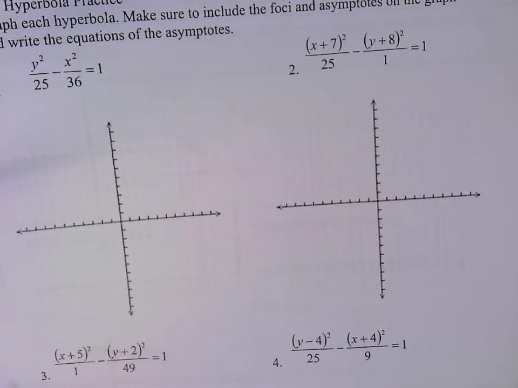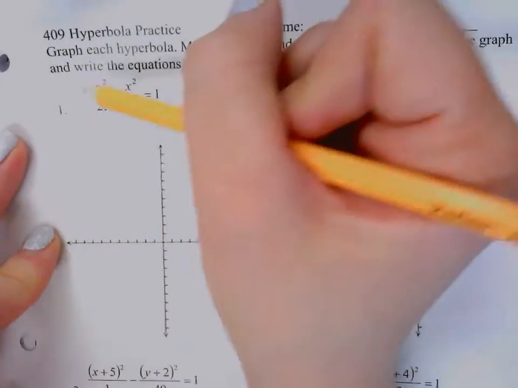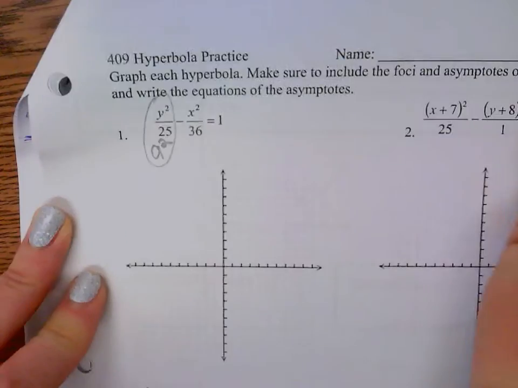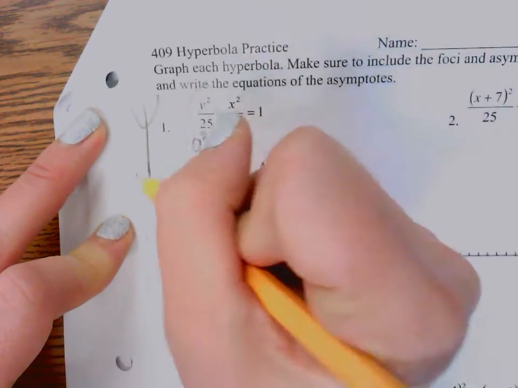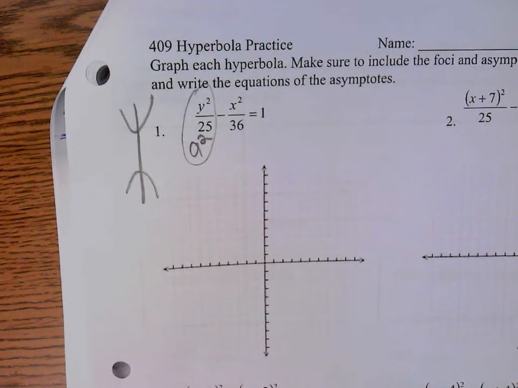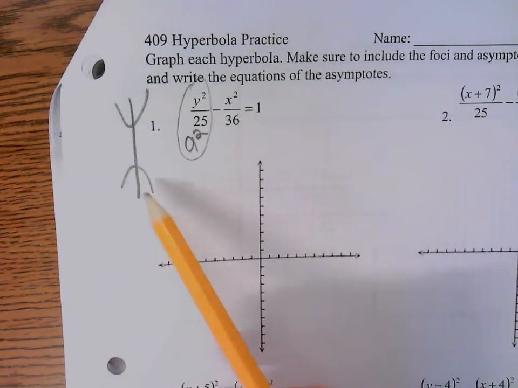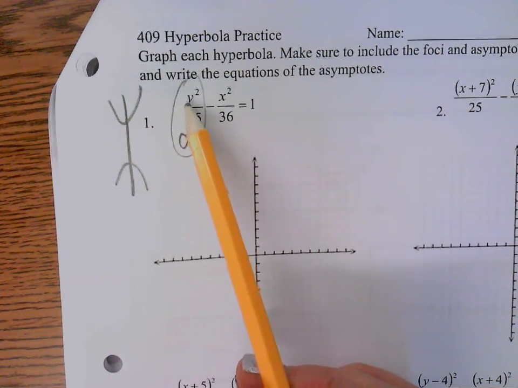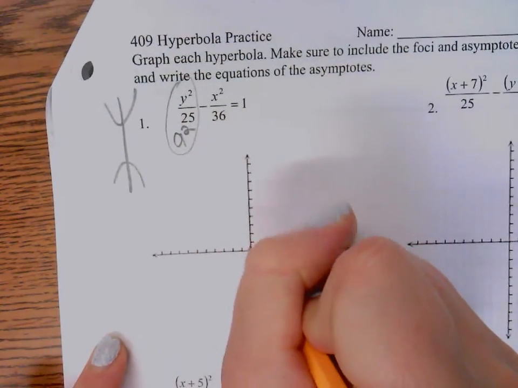All right, so tell me about this first equation. Which term is coming first? The y, right? So that tells me that A squared is 25, and that tells me that my hyperbola is going to go in the vertical direction, which means up and down. So when I sketch my hyperbola, I can look back at this drawing to know where to put my curves. The center is at 0, 0 because there's no parentheses around the x squared or the y squared. So I can mark my center at 0, 0.